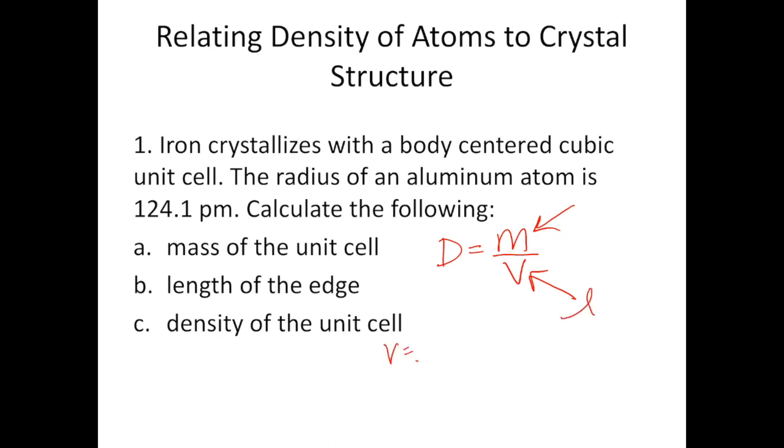Remember that volume is length times width times height. But in a cube, length equals width equals height. So the volume is just going to be length cubed. Once we can solve for the length, we cube it, we get the volume, and we can just plug it in to find the density. So we use 2 pieces of information from our unit cell: how many atoms per unit cell there are, and what the length equation is. So let's solve this problem.